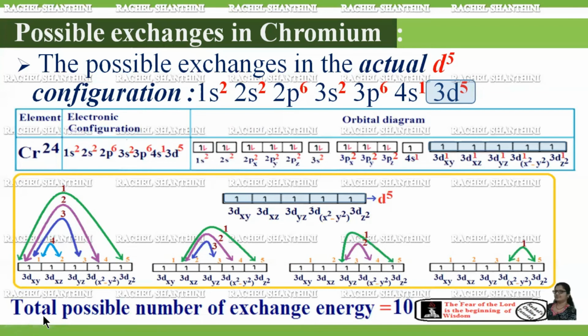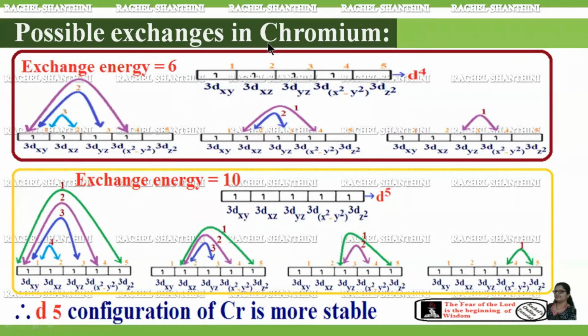Now shall we calculate the total possible number of exchanges in the actual d5 configuration of chromium? Here we could see 4 possible exchanges, plus here 3 possible exchanges, so 4 plus 3, 7. Here we could see 2 possible exchanges, so 7 plus 2, 9. Here you could see 1 possible exchange, so 9 plus 1, totally we have 10 possible exchange energy here in the actual d5 configuration.